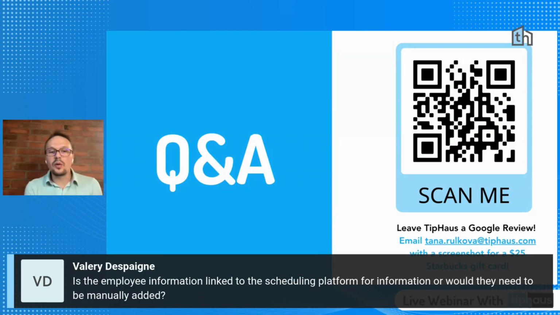Valerie says, is the employee information linked to the scheduling platform for information, or will they need to be manually added? It is different for each POS system. Most POS systems, most labor systems send us the employee name, the payroll ID, and the email address. That is not true for every one of them. So if you connect up to TipHaus and you're saying, hey, where are all my employee emails? I see them in the POS. Why are they not here? It could be that you're in a product that doesn't send that information.